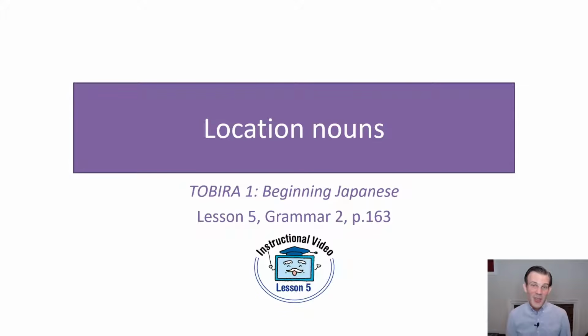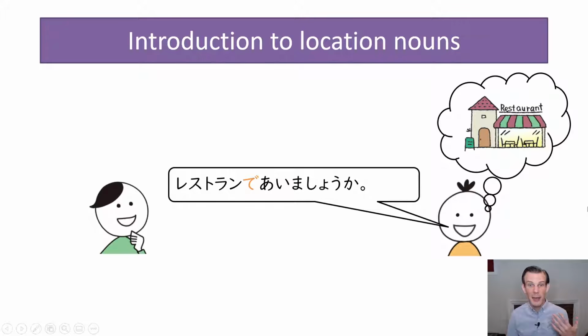Konnichiwa. In this video, we're going to learn how to use location nouns in Japanese to talk about the location of something in reference to something else. So what do I mean by that? First, let's look at an example.